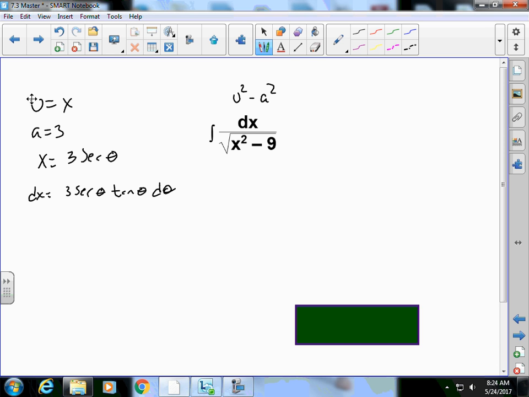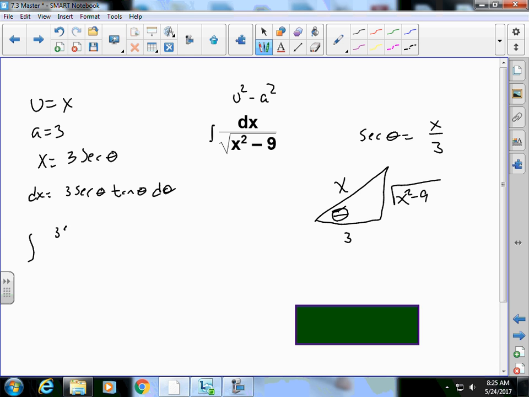Oh, and one other thing, if x is equal to 3 secant theta, then secant theta is equal to x over 3. And let's draw our triangle real quick. There's my theta, x, 3, the opposite side, it's the square root of x squared minus 9. So we're going to do our substitution as we've done in the previous slides. So instead of a dx, we write 3 secant theta tangent theta d theta.